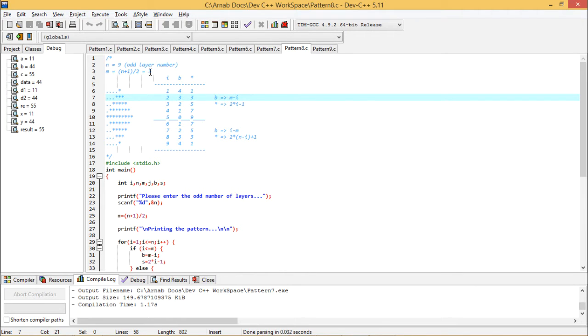So now let me go for a test. m is equal to 5 here. So 5 minus 1 is 4, 5 minus 2 is 3, 5 minus 4 is 1, and 5 minus 5 is 0. So it is a very simple logic I have got. So in the first half, the logic for blank is m minus I.